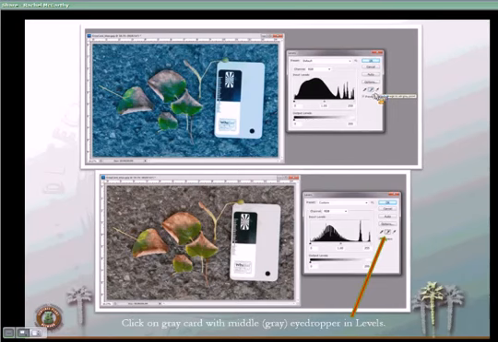And on the right-hand side of the histogram here are three different eyedroppers. What you're going to want to do is pick the middle eyedropper and then click on the gray card. What'll happen is it'll work like it does in the bottom picture here. The gray card will be made gray, and the color balance of the picture will be brought back to the way it was supposed to be in real life.